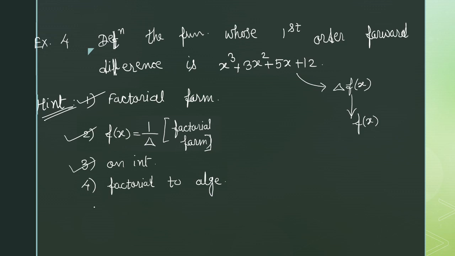On integration it converts from factorial to algebraic form. In this way we can find the values. Here this is the algebraic notation. By substituting x raised to the power 1 factorial is x, x raised to the power 2 factorial equals x into x minus 1, we substitute these values and convert into algebraic form.